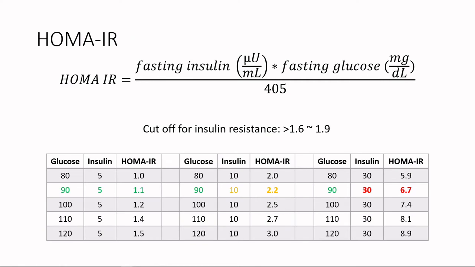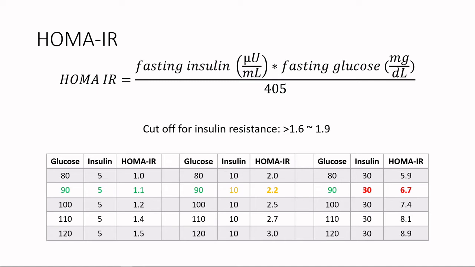What is a good marker of insulin resistance? This question is still being answered by active research. However, an easy test with good performance is the homeostatic model of insulin resistance, or HOMA-IR. This measure only requires a fasting insulin level and a fasting glucose level.